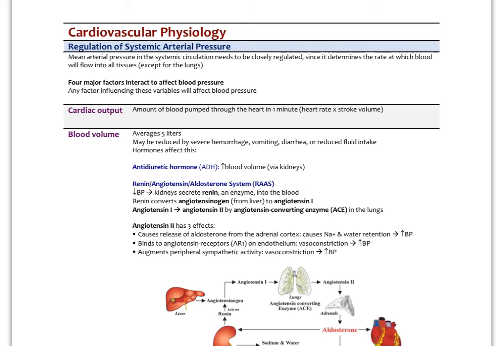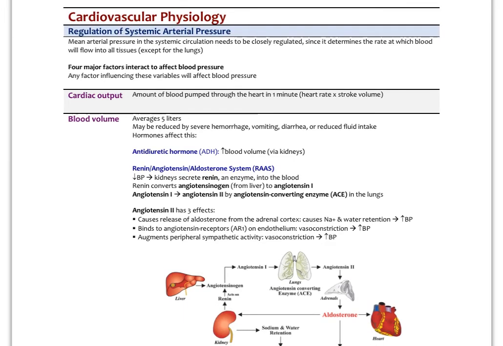And there are four major factors that affect that blood pressure and that mean arterial pressure. And any of the changes in these will affect the overall pressures. So one would be cardiac output. So that's how much blood is actually pumped through the heart in 1 minute. So that's basically your stroke volume times your heart rate. And so that's going to be how much blood we have entering the arterial system. So that's one factor that maintains pressure.